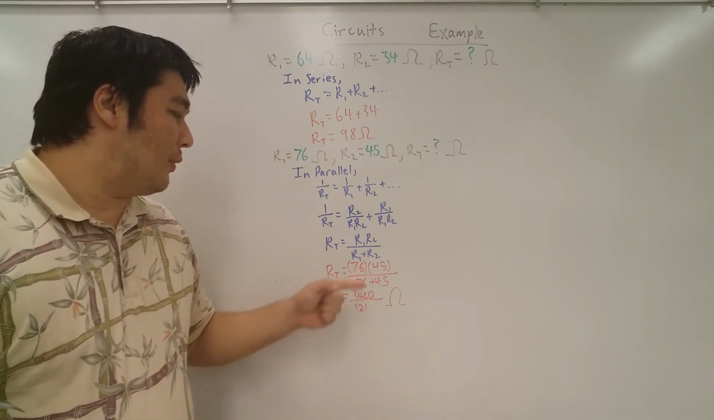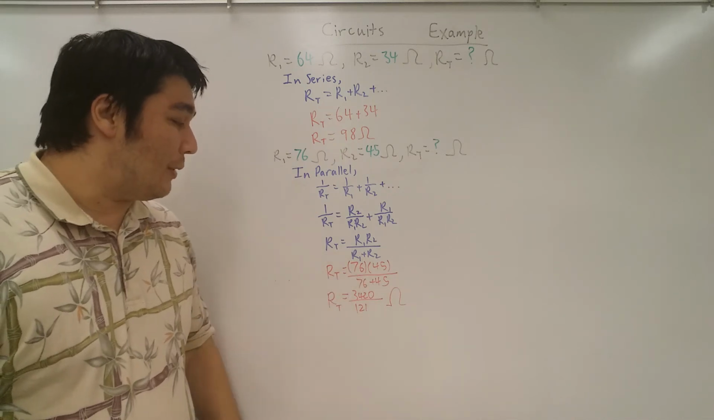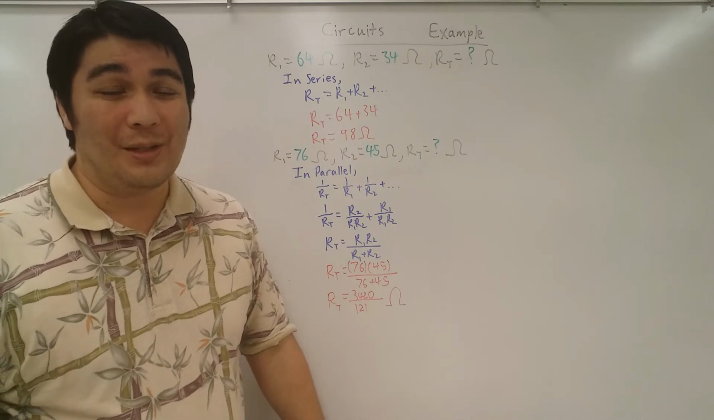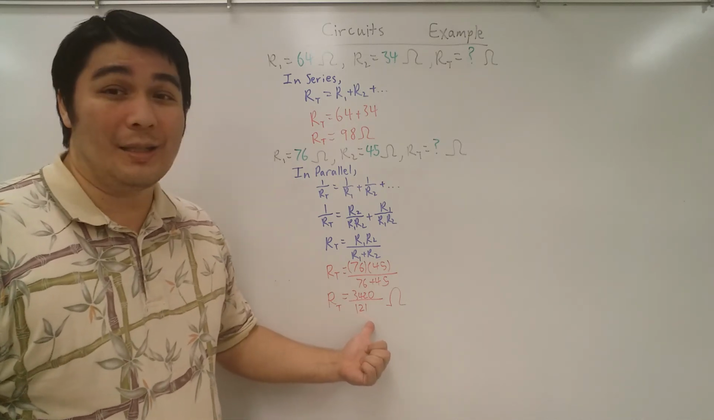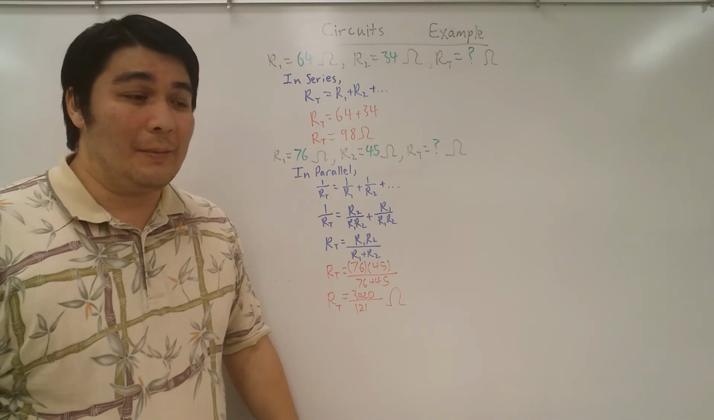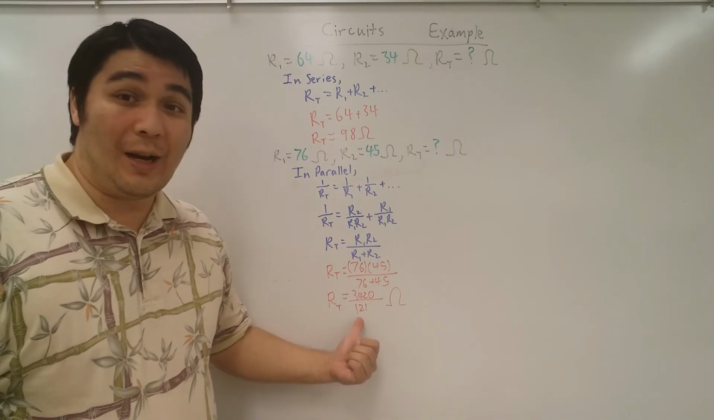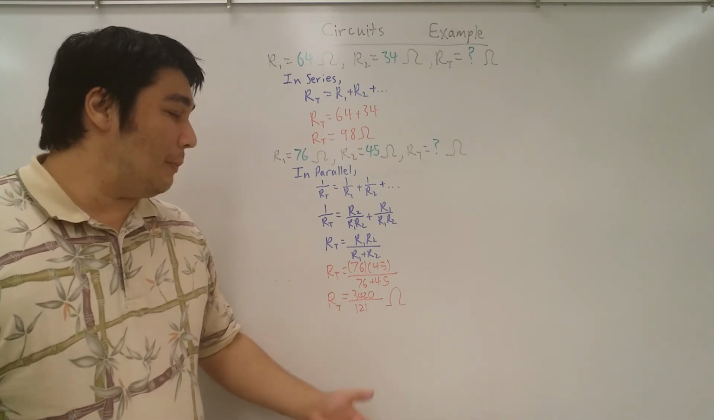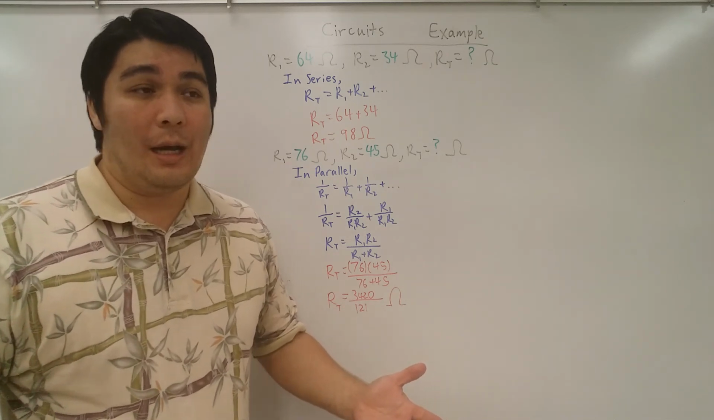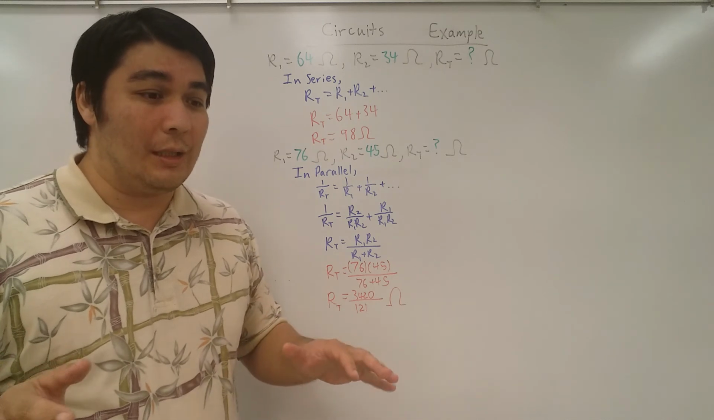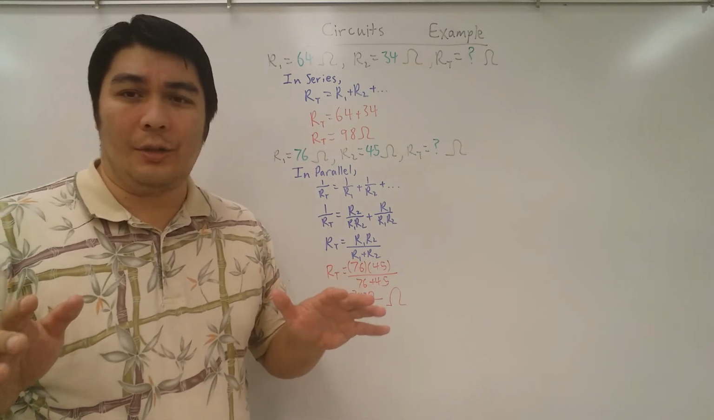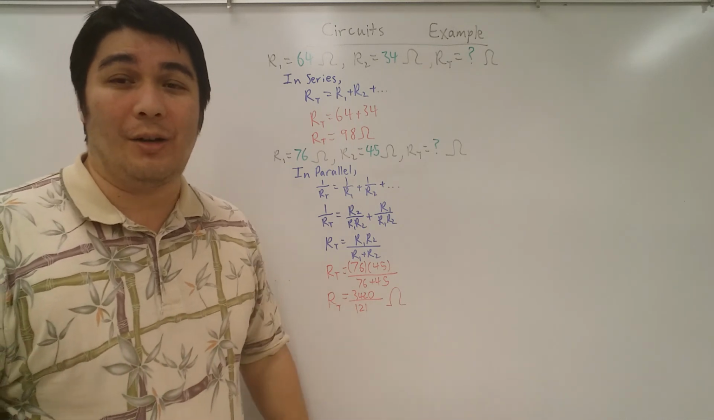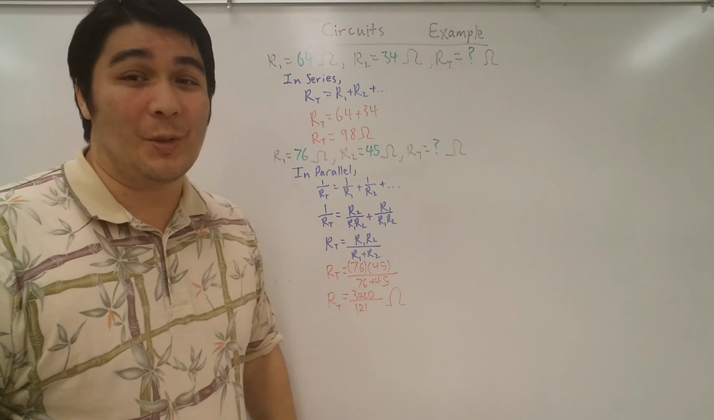R total would be 76 times 45 divided by 76 plus 45, which is 3,420 over 121 ohms. Now, can this be reduced? No, this can't be reduced anymore. And is this a really crazy fraction? Yes, it's a completely crazy fraction. However, it does get the point across that this is the answer. Do you need to put it into decimal terms by rounding all that stuff? No, you don't have to at all. Just leave it as a fraction. This is good enough, especially in my class.